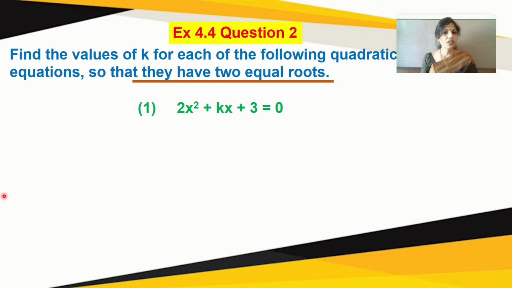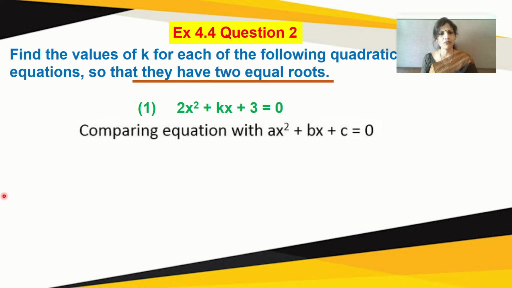And what is the condition? That the roots are equal. Now can you recollect what is the condition for roots to be equal in terms of the discriminant? I'm sure you must have recollected that. So our first step, always comparing the equation with the standard form and get the values of a, b and c. We get a as 2, b is k, and c is equal to 3.